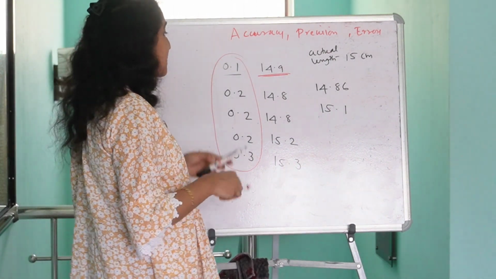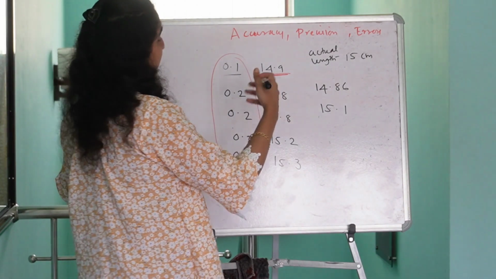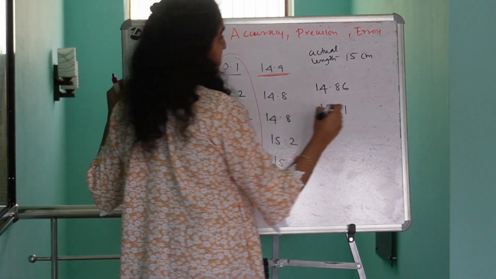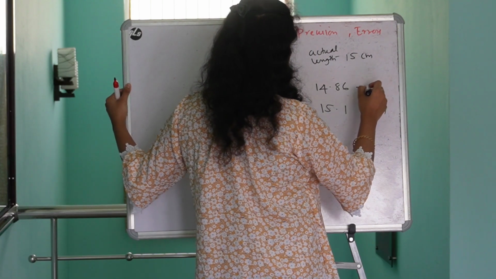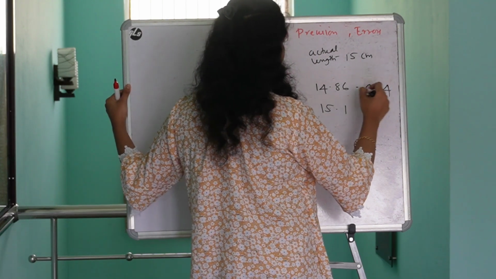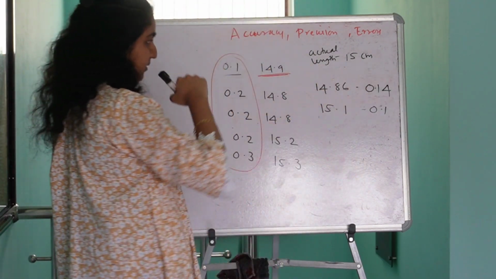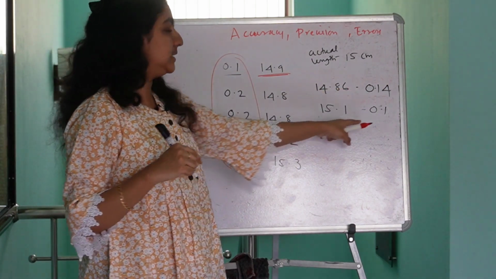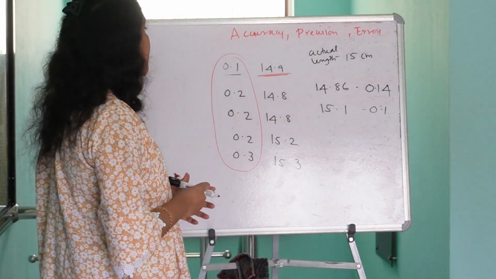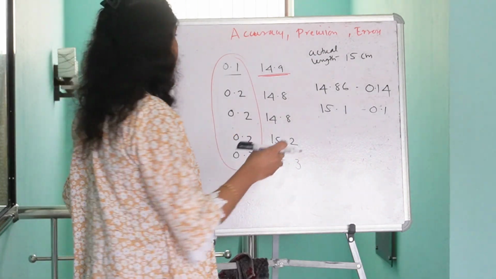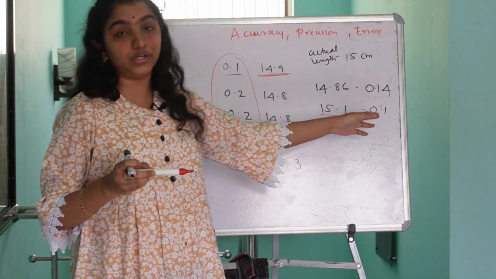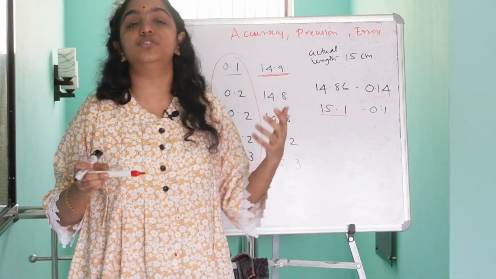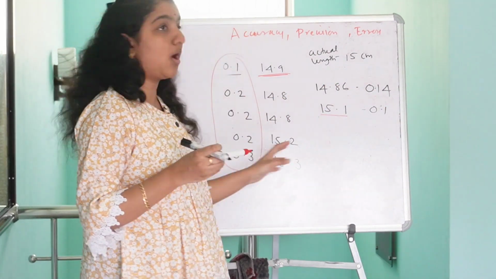Yes, here in this case again I am going to find the difference between the actual value and the measured value. It is 0.1 and this is 0.14, isn't it? This is 0.14 and this is 0.1. Yes, again, which is the most accurate value? I am saying 14.9 and 15.1. These two values are the most accurate value among all these values.